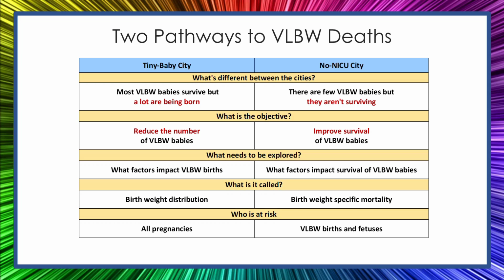I don't know if these are CityMatch terms, but the Tiny Baby City pattern is called birth weight distribution, and the No NICU City pattern is called birth weight specific mortality. And who is at risk? For Tiny Baby City, all pregnancies are at risk of being very low birth weight. For No NICU City, it's the very low birth weight births and fetuses that are at risk.